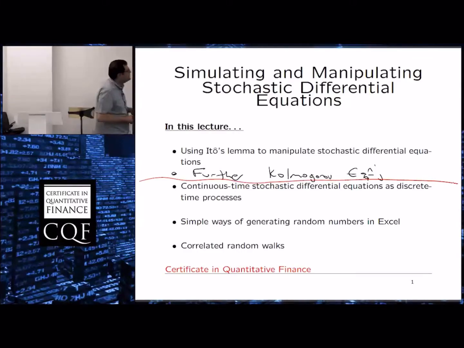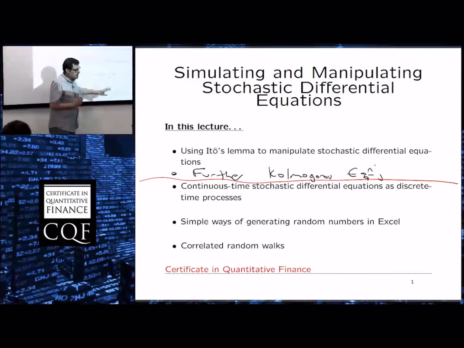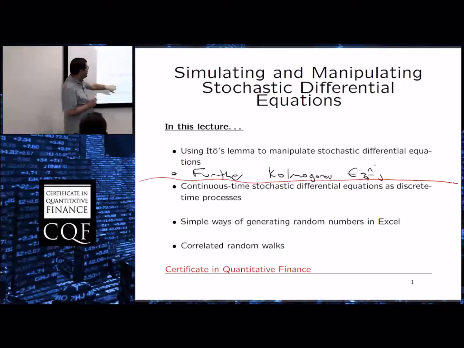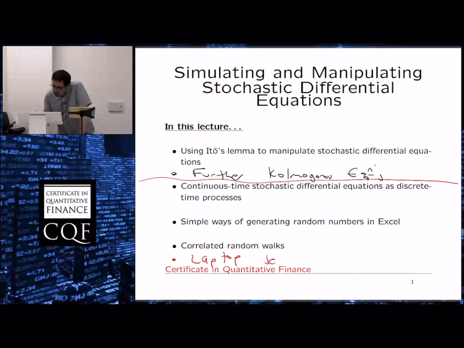So as far as the maths is concerned, it's really these two. And everything beneath that red line is going to be all the simulation stuff. So the top bit is manipulation of SDEs. The second part is simulating them. So continuous time SDEs, discretized, in other words, written down as discrete expressions. Then we'll look at simple ways of generating random numbers in Excel, so the mathematics of random number generation in Excel, and we'll finish off with how to correlate random walks. And then after that, we'll do the actual laptop session. So that's what we're doing this evening.